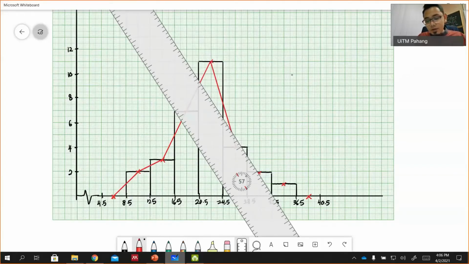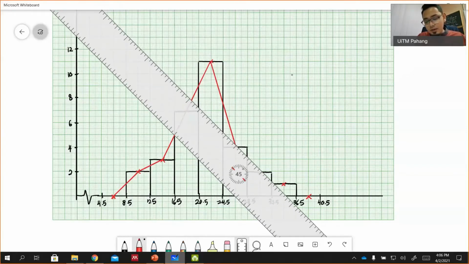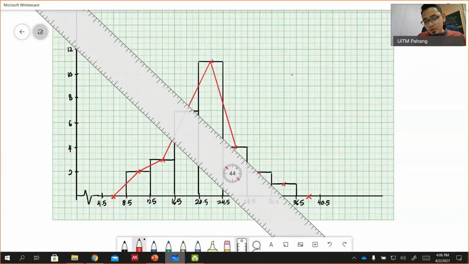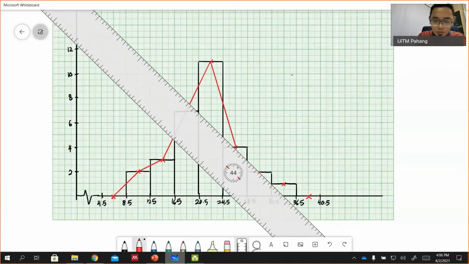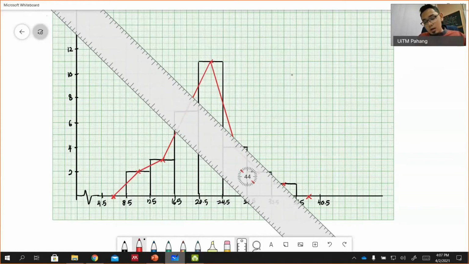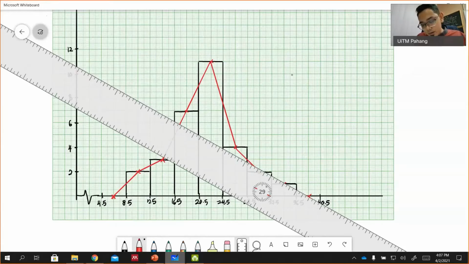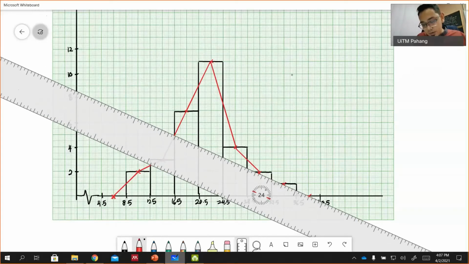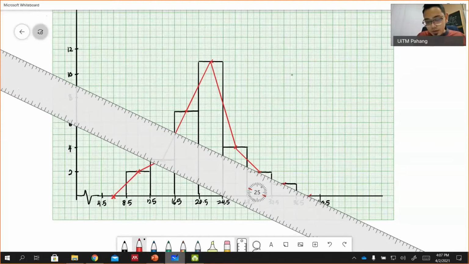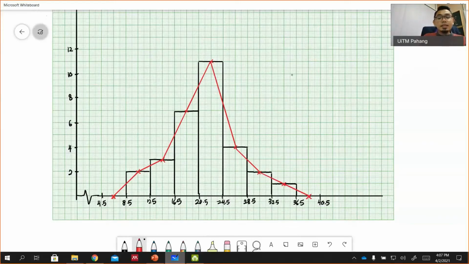Sambung. You have to do this on your own. You have to practice doing this, right? If you don't practice, then how can you draw this in the exam? So please connect this using your ruler, all right? Using your ruler. And the last one will be this one. Okay, you can connect.